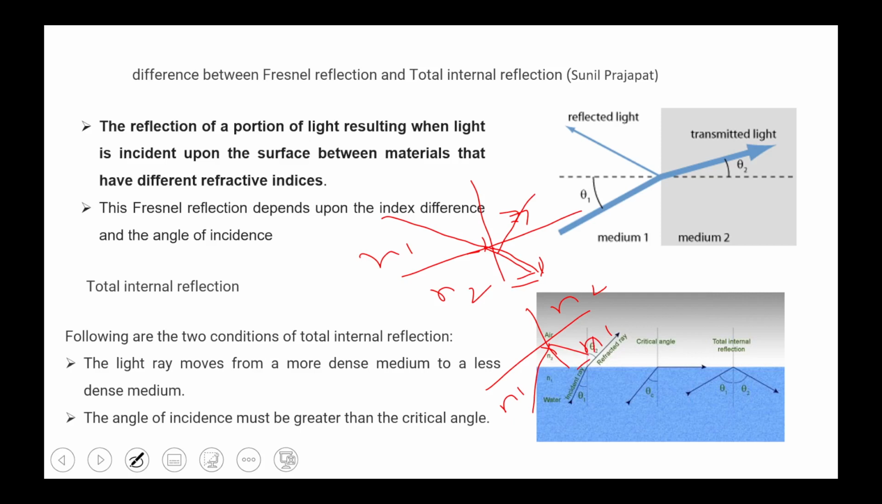Sunil, are you there? Jonak, do you want to add something here? Both, like how light reacts when it sees a boundary. Jonak, you are not audible properly. My network must have dropped.